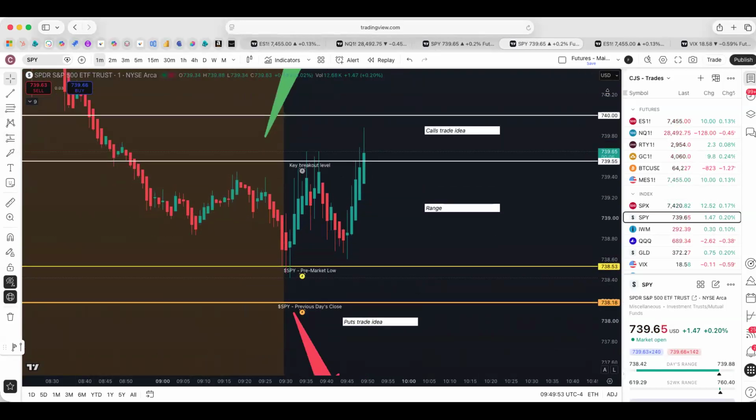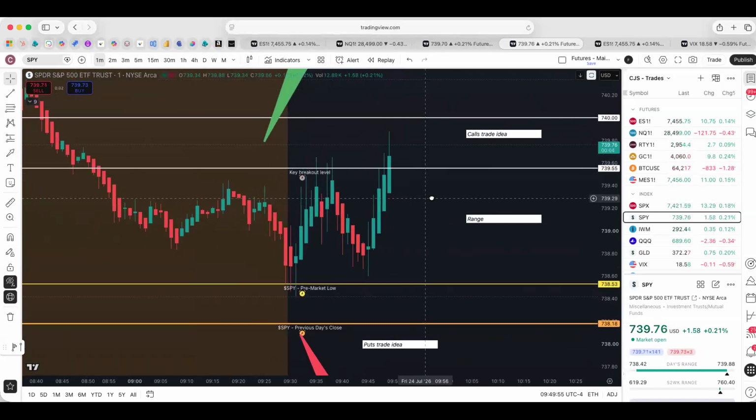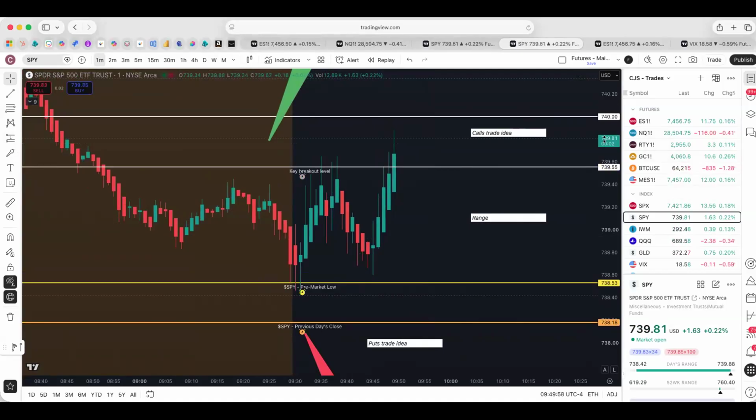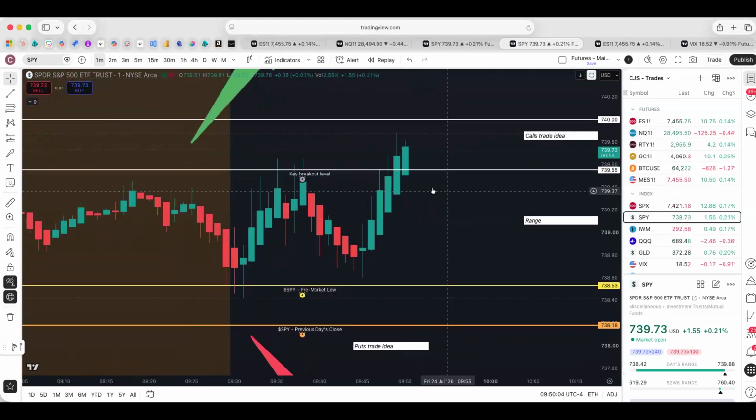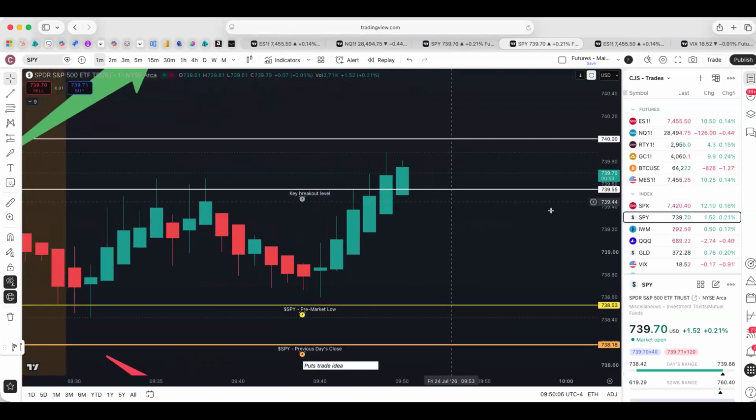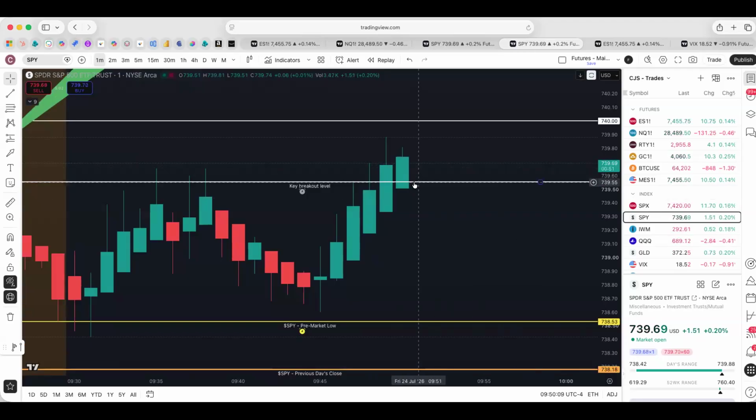This is just a breakout candle. This is not a confirmation candle. This is also not one I'd take, because look, the body is still touching the line. I don't like it. I want to see a candle where the body is not touching it.